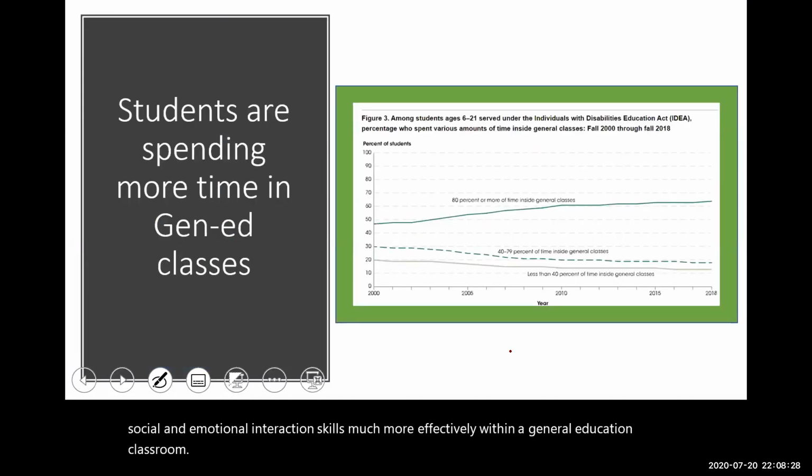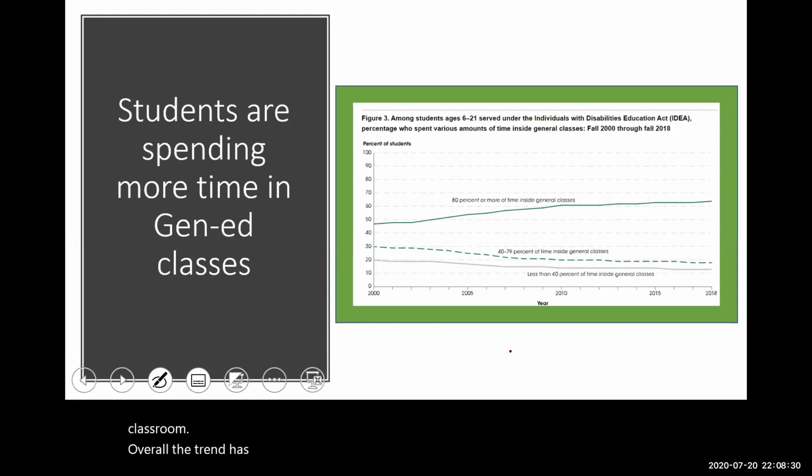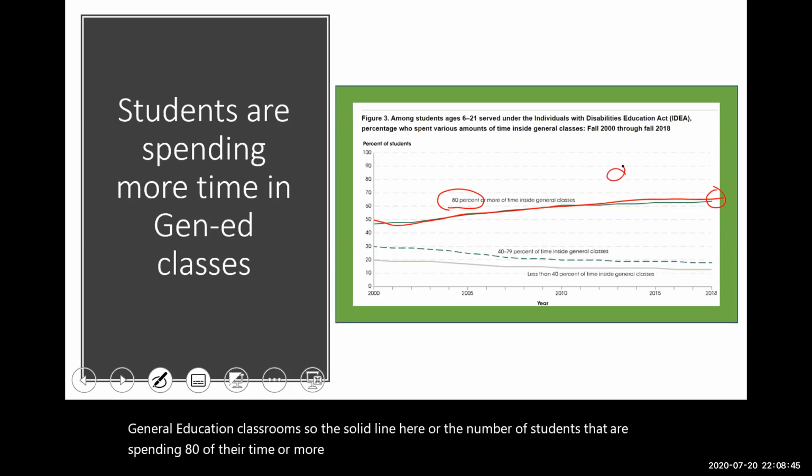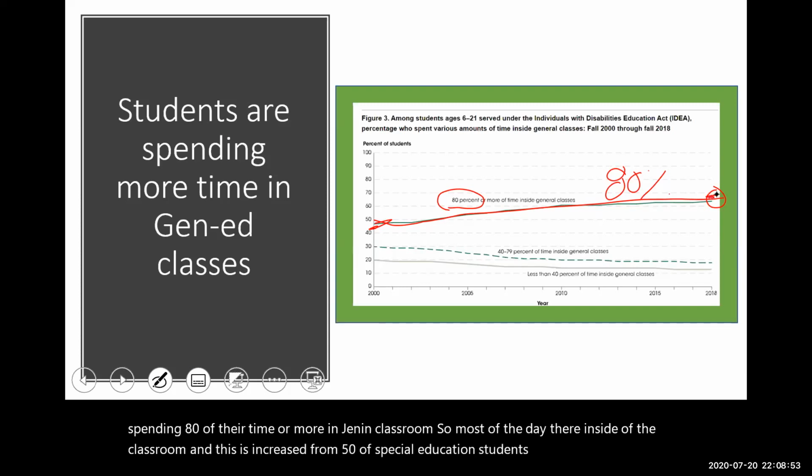Overall, the trend has been an overall increase in how much time students are spending inside of general education classrooms. So the solid line here is the number of students that are spending 80% of their time or more in gen ed classrooms. So most of the day, they're inside of the classroom. And this has increased from 50% of special education students to about 65%.